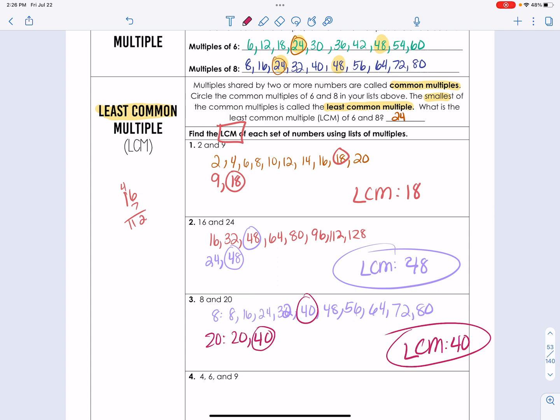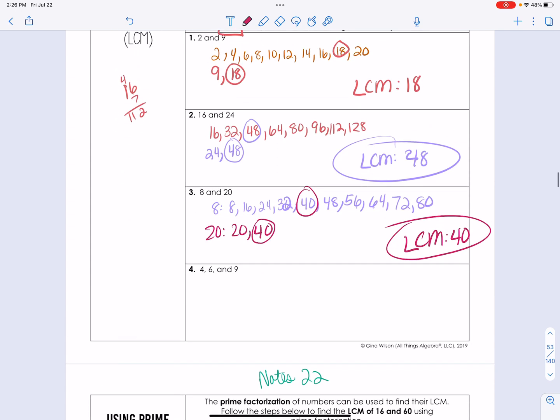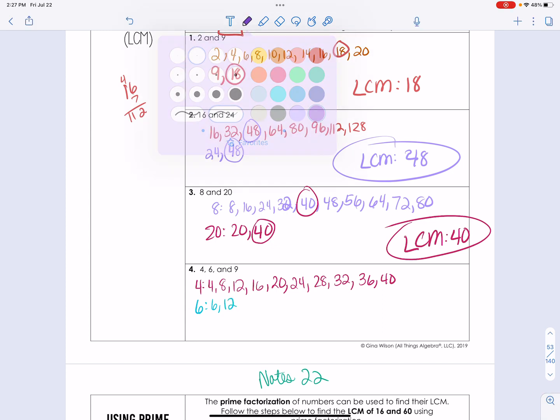All right, and you can do this with 3 numbers. So you can do the list with 3 numbers. You would start with 4, 8, 12, 16, 20, 24, 28, 32, 36, 40. I'm just going to go to 10 on that one. And then I'm going to just go until I find one with the 6. So 6 is 6, 12. Okay, 12.